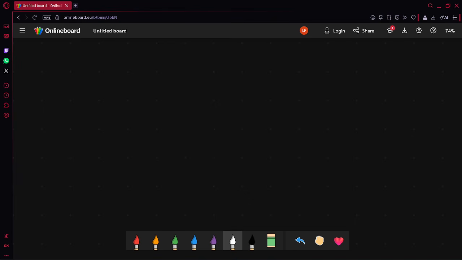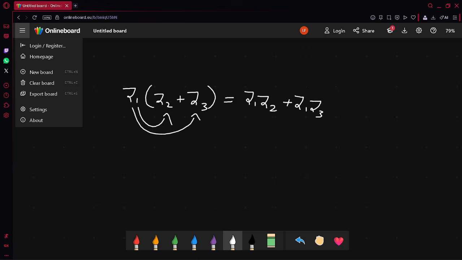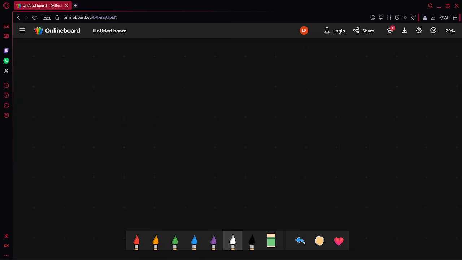And what is the distributive law of complex numbers? Let's say you have z1 times (z2 plus z3). This is equal to z1 times z2 plus z1 times z3. So you can distribute this complex number to the other two. And what is division of complex numbers? z1 over z2 is equal to z1 times 1 over z2.